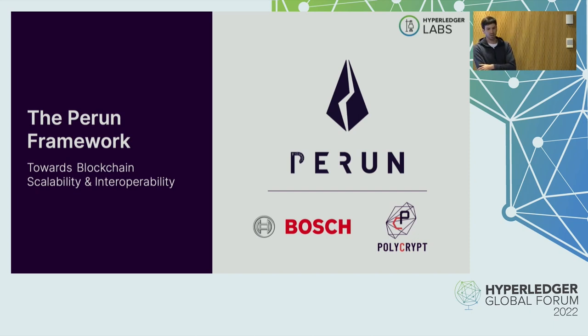Perun is currently a Hyperledger Labs project. It is maintained by Bosch, the German company, and the startup PolyCrypt. I'm a software architect at PolyCrypt. The project itself started as a research project at the University of Darmstadt in Germany, and we founded a small startup company from that and also have some other projects, but this talk will focus on Perun.